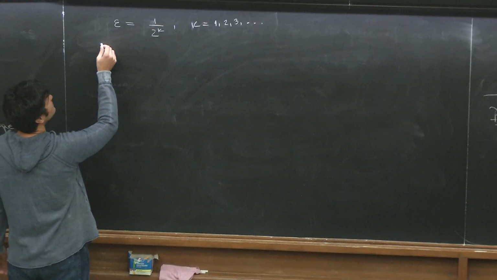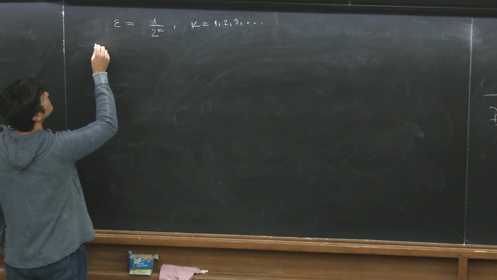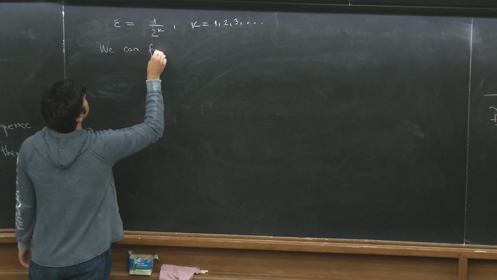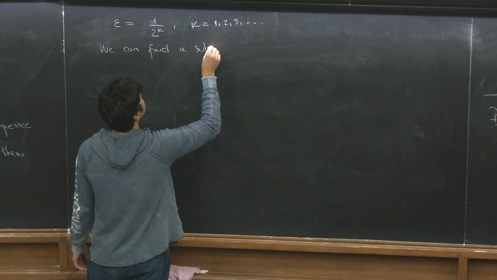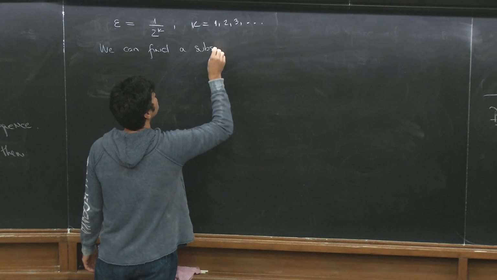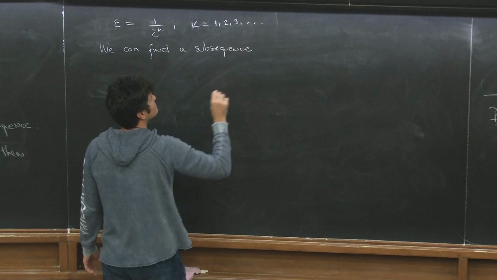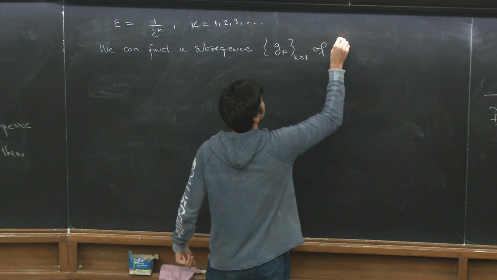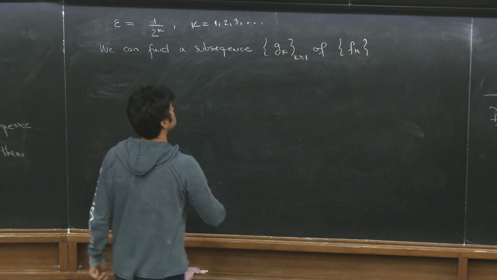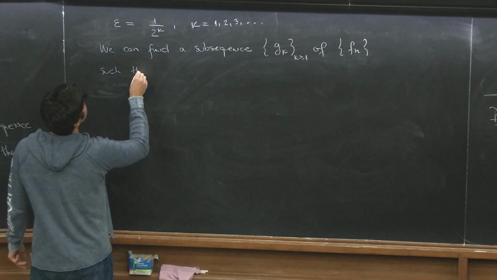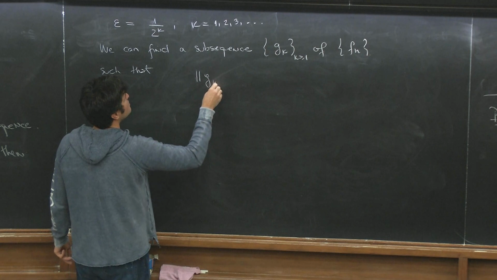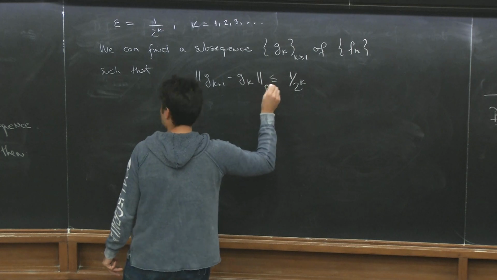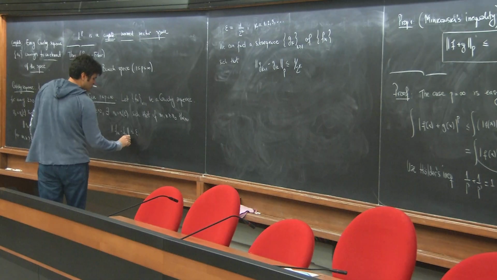So my claim is that if you take epsilon equal to 1 over 2 to the k, we can find a subsequence, let's call it g_k, k bigger or equal than 1, of f_n. So it's a subsequence such that, let's put it, the norm of g_{k+1} minus g_k is less than or equal to 1 over 2 to the k. This is the L^p norm, right? The norm is the L^p norm.